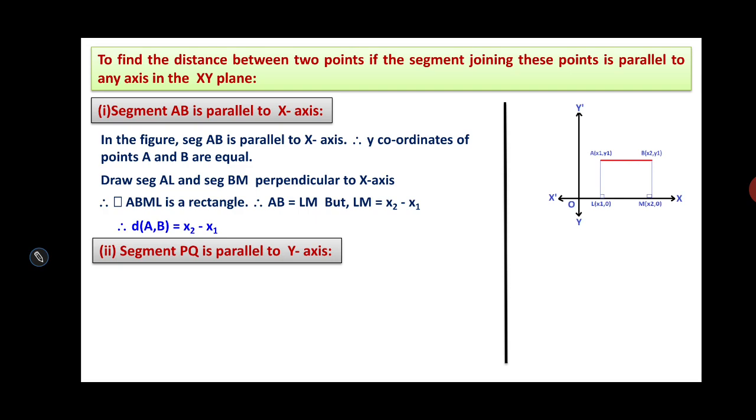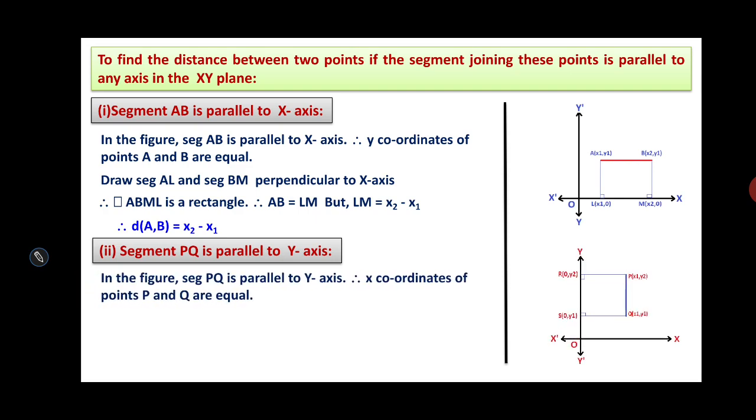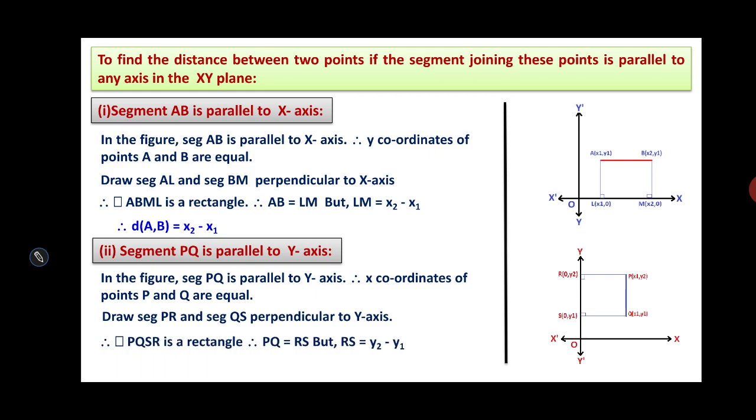Segment PQ is parallel to the y-axis. You can see in the figure. In the figure, segment PQ is parallel to the y-axis, therefore the x coordinates of the points P and Q are equal. Draw segment PR and segment QS perpendicular to the y-axis. Quadrilateral PQSR is a rectangle, therefore PQ is equal to RS, but RS is y2 minus y1. Therefore you can say that the distance between points P and Q is y2 minus y1.